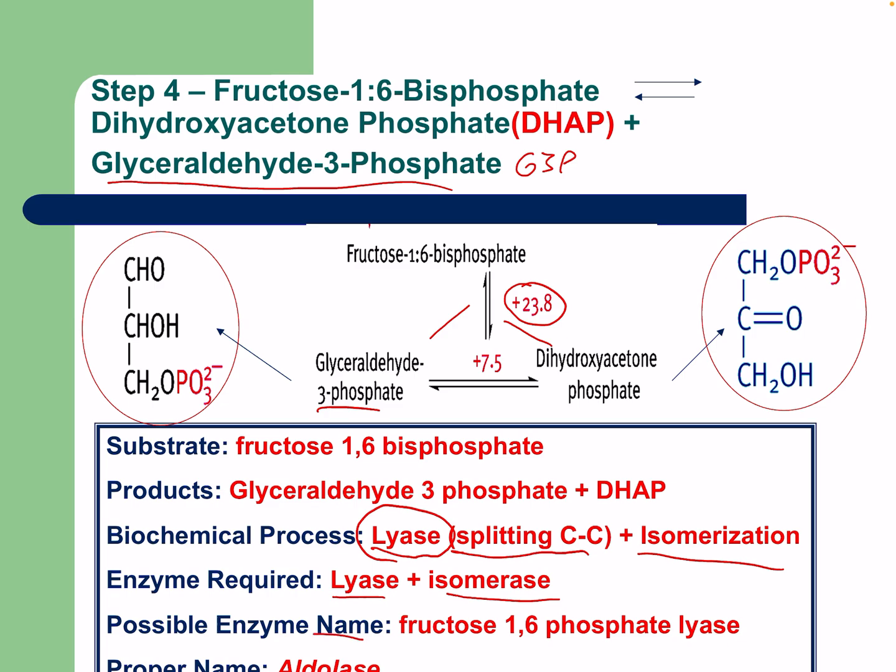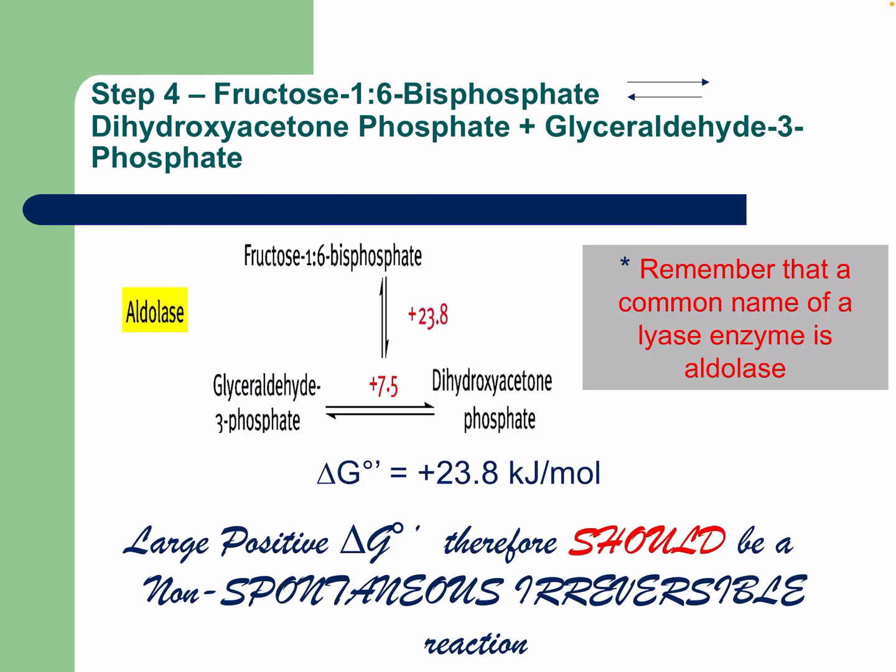And the name is aldolase. That's the proper enzyme name. So remember that a common name for lyase enzymes is aldolase. So again, here's the one exception. It has a large positive, so therefore it should be non-spontaneous in a reversal reaction, but it is one of the exceptions. So again, we use our aldolase, we have isomerization and lyasing at the same time.